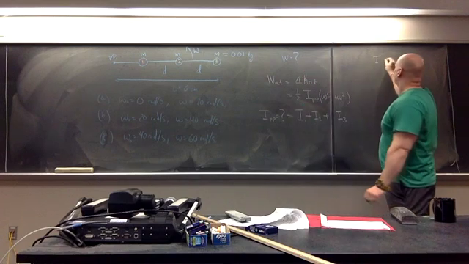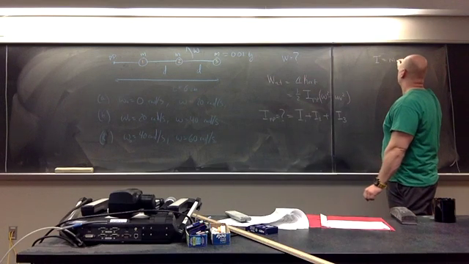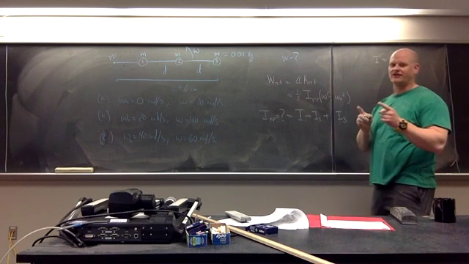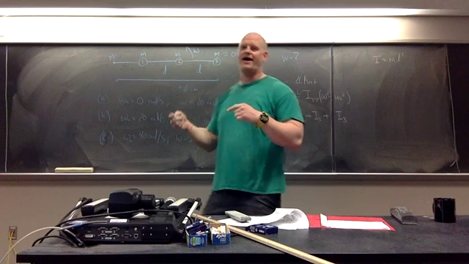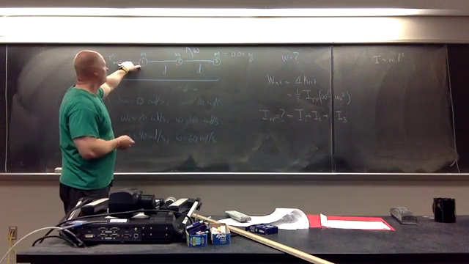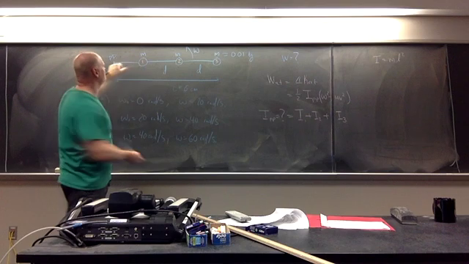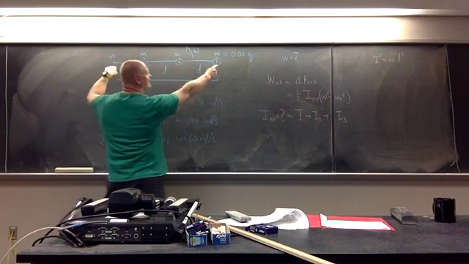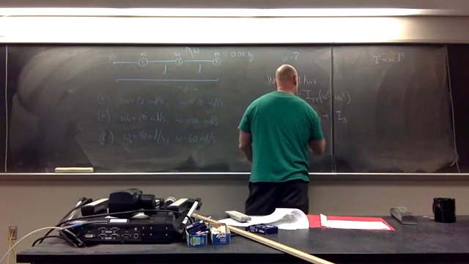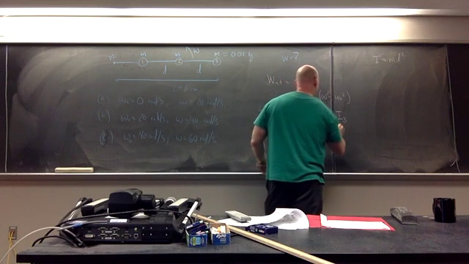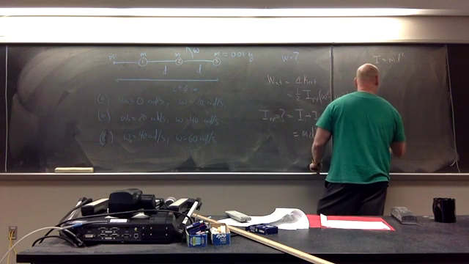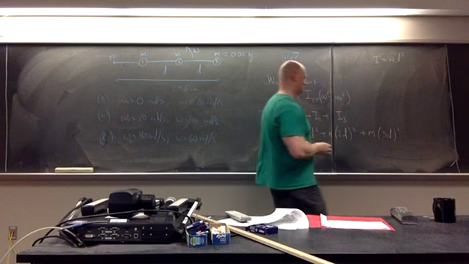And the moment of inertia of a point mass is simply equal to the mass of it times L squared, where L is the distance from the pivot point to where that mass is. So in this case, this one has an L of d, this one has an L of 2d, and this one has an L of 3d. So let's put all that together. It's going to be the same thing as m times d squared plus m times (2d) squared plus m times (3d) squared.